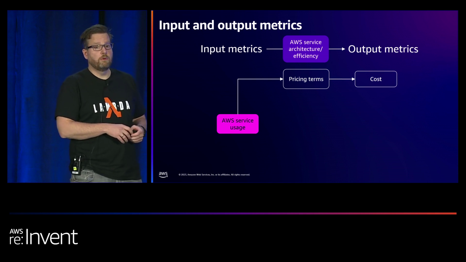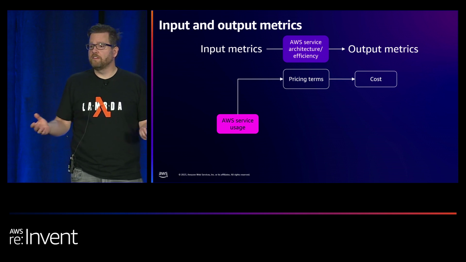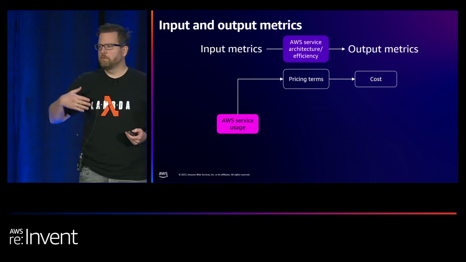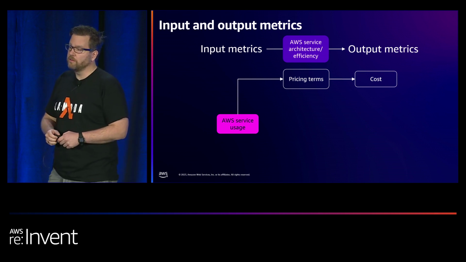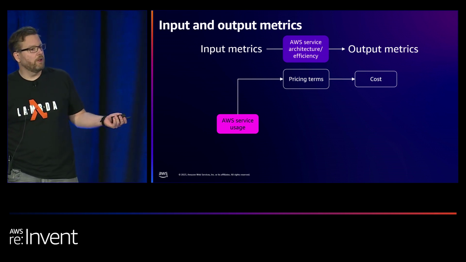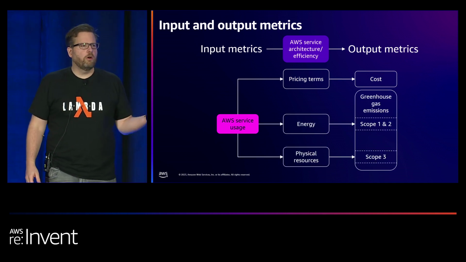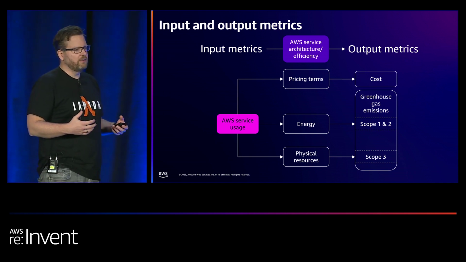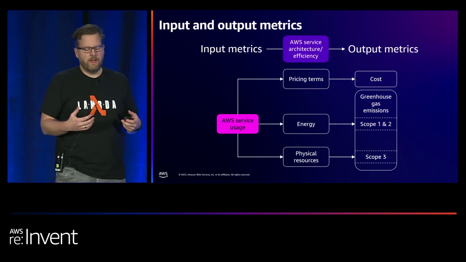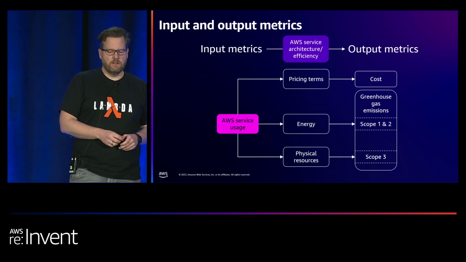Cost results from a simple economic model. Each service use has pricing terms, and depending on the services which you are using, these pricing terms are applied, and then there's a cost. Emissions are a more complex calculation. Getting the emissions requires the measurement of the actual energy which is used, understanding what resources are used in this process to run a service.